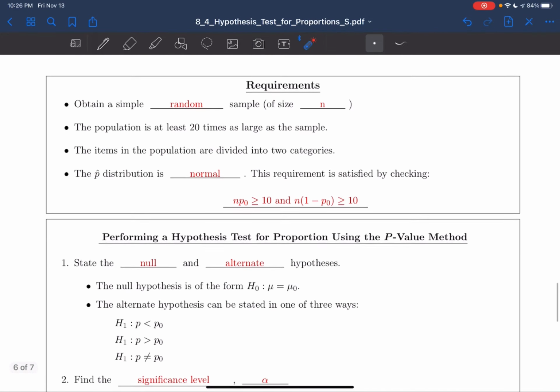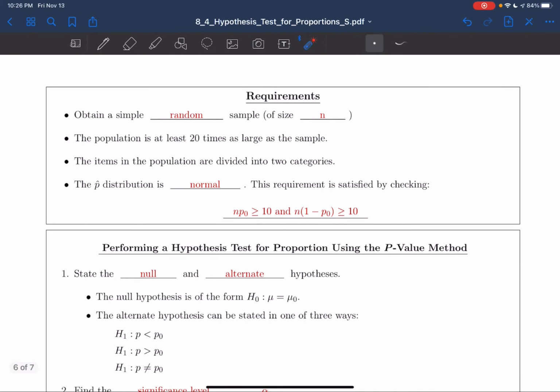Okay, so let's talk about the procedures, or how to perform hypothesis testing using the p-value method. First, we have to check our requirement. One of the first things you have to check is whether n times p naught is greater than 10, and n times 1 minus p naught is greater than 10. And again, p naught is just the value that we're working with in our testing. If this is satisfied, then we're able to continue the process.